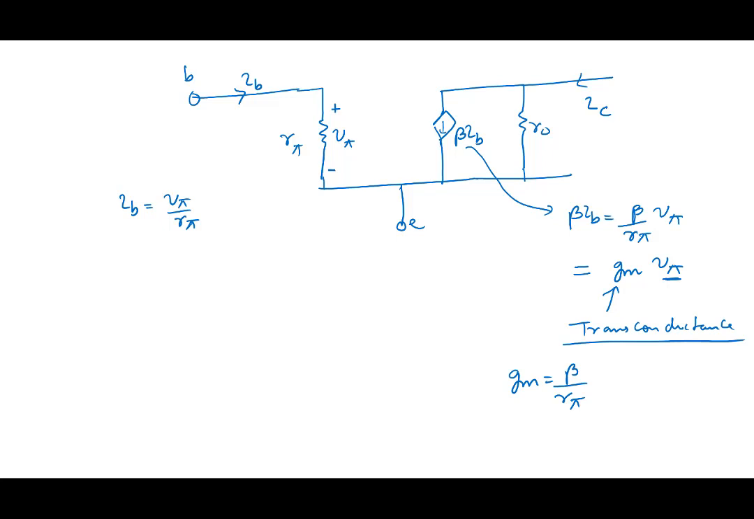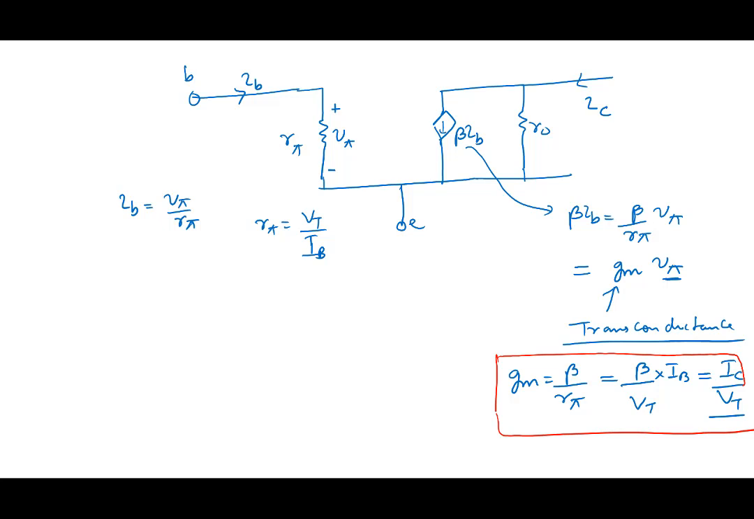But remember what was R pi? R pi we had said is equal to VT over IB. So we can write this as beta by VT multiplied by IB, and so we can write gm as IC by VT. All these are useful terms here.